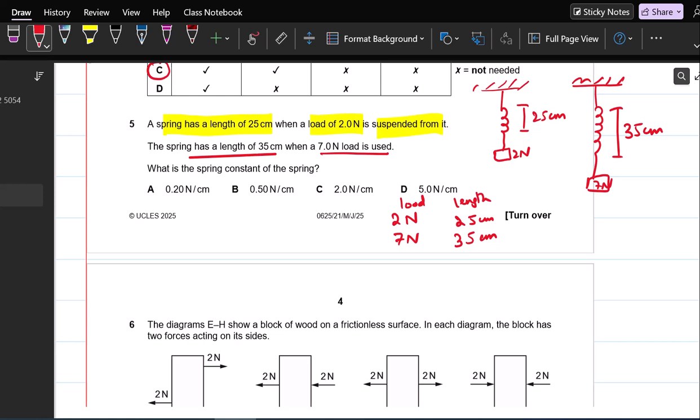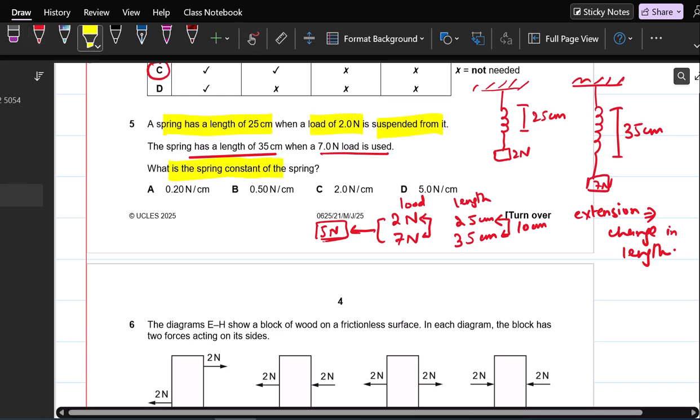So how much is the load increased? 5 Newton load is increased. And how much extension is occurring due to this 5 Newton load? It is occurring 10 centimeter. Extension is basically change in length. So the question is, what is the spring constant of the spring?